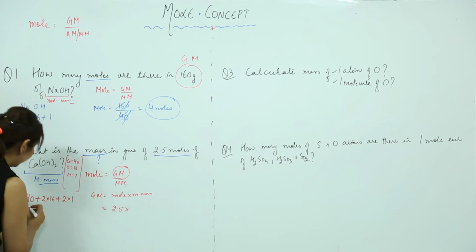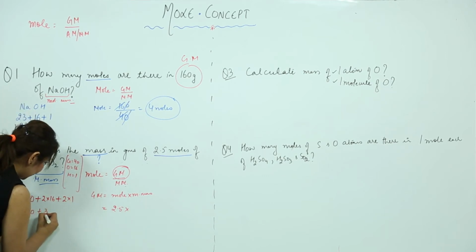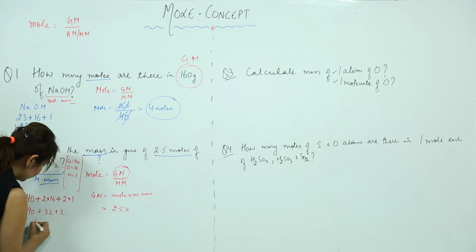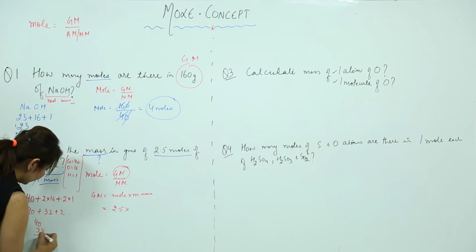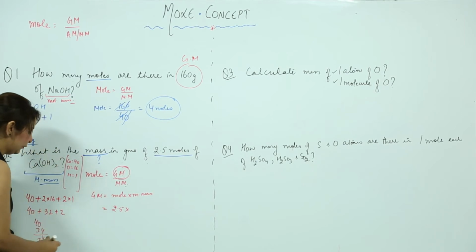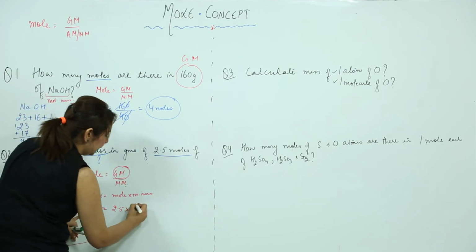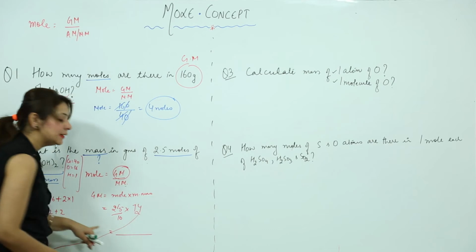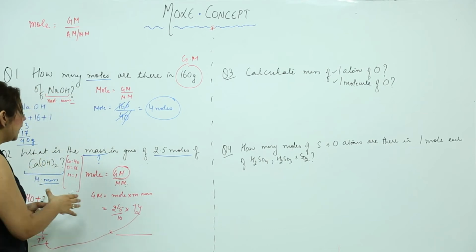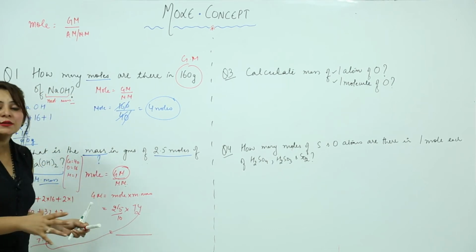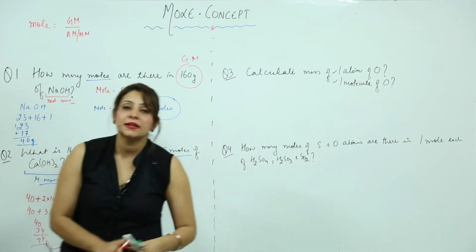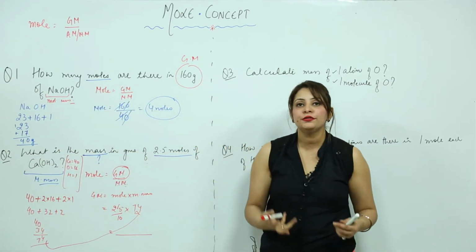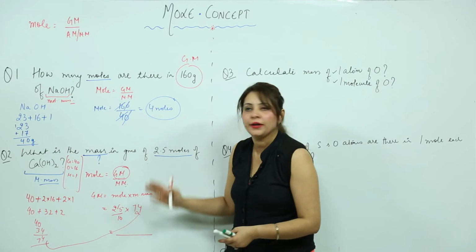So after just solving it, what do we get? 40 plus 32 plus 2, 40 plus 34. So it comes out to be 74. So this is what we are going to put here. After solving, we get the desired result. So this is how you are going to calculate the mass when you are given the moles and the question is asking you for the mass. You need to do it this way, right?